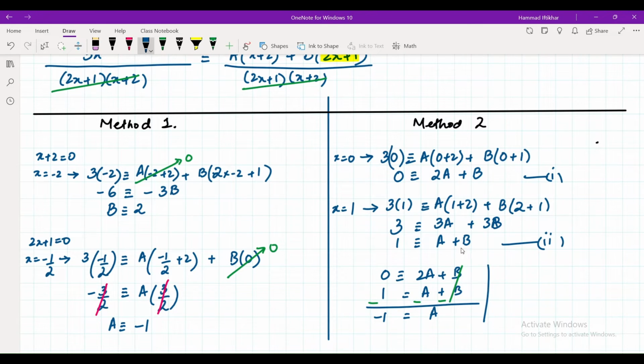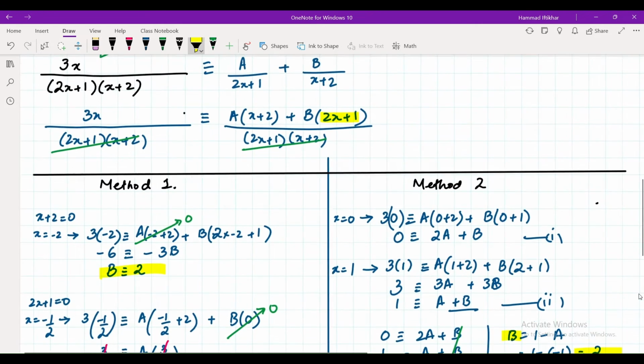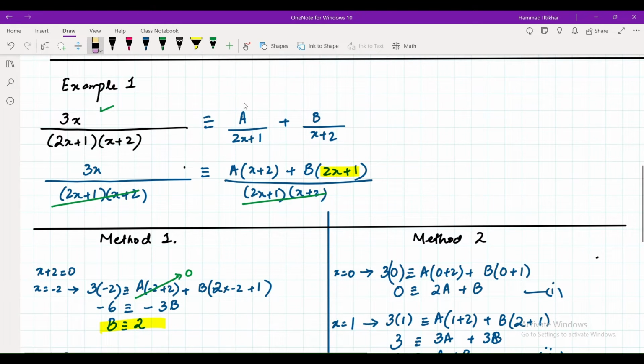And b we can find out with this equation simply. b would be equal to 1 minus a. So 1 minus minus 1, which would be 2. Exactly the same as what we found on the other side. Now, since we have found the value of a to be minus 1, b to be 2, we just need to rewrite this as that. So minus 1 and b is 2. That's it. That's your final form.